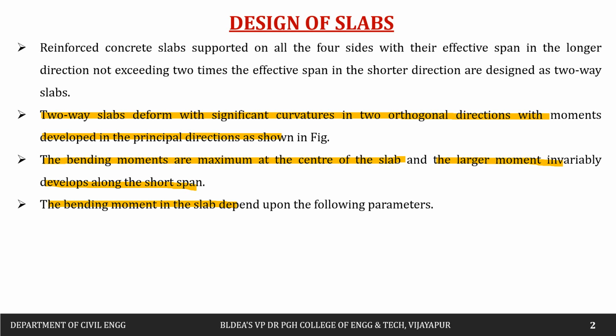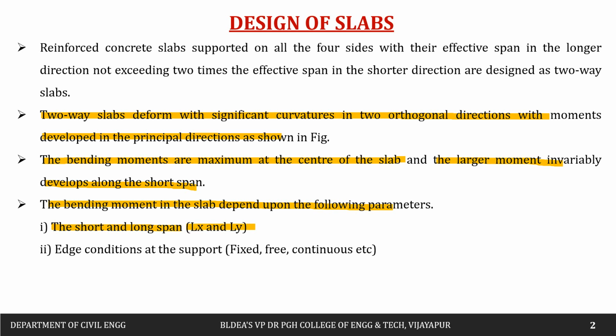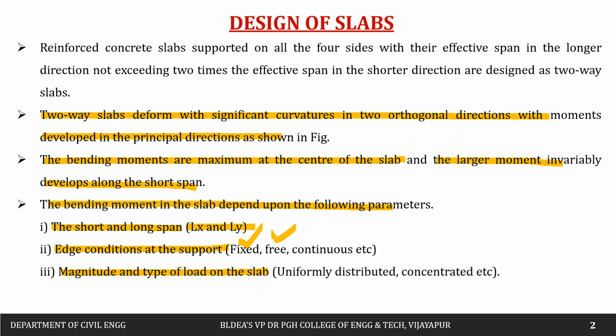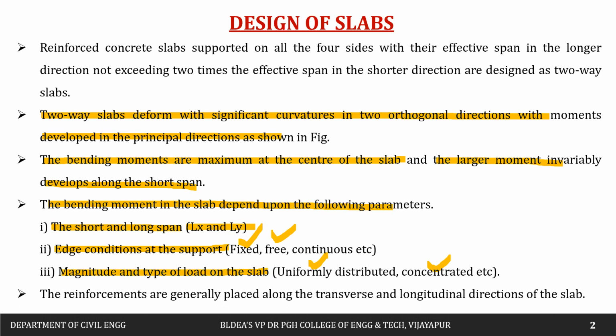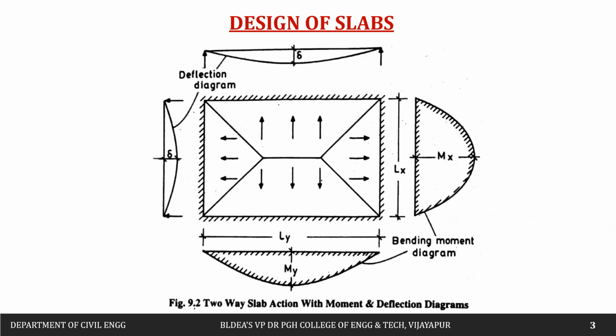The bending moment in the slab depends upon the following parameters: the short and the long span, that is Lx and Ly; the edge conditions at the supports, whether fixed, free or continuous; the magnitude and the type of load on the slab, whether UDL or concentrated loads; and the reinforcement, which we place along both the transverse as well as the longitudinal direction. In both directions, along x as well as along y, we are going to put reinforcement. Why? Because in this direction the slab is going to bend, as well as in this direction. So we can see it in this figure.